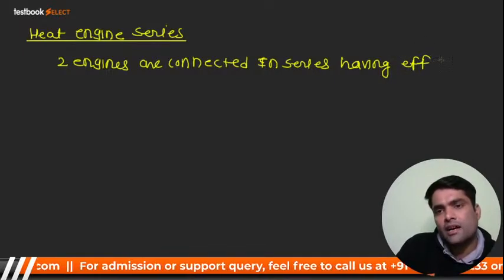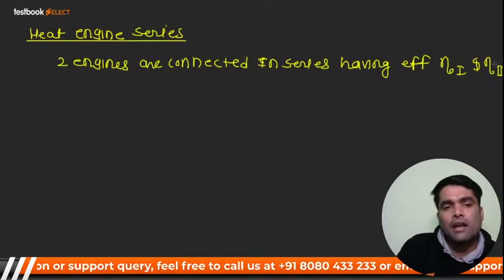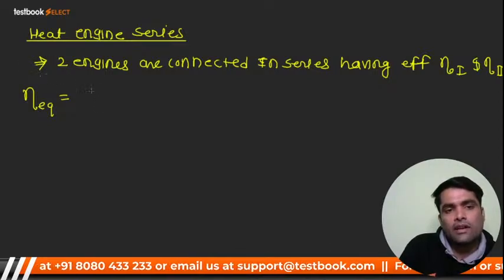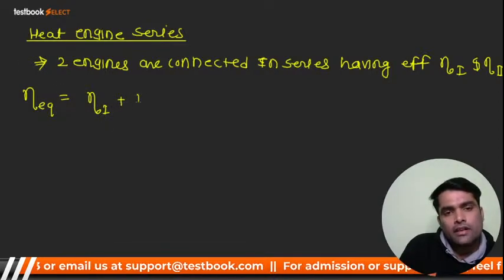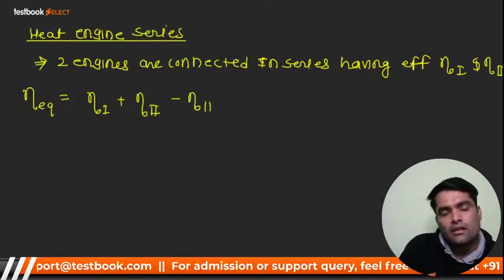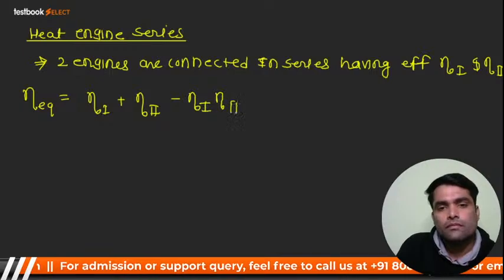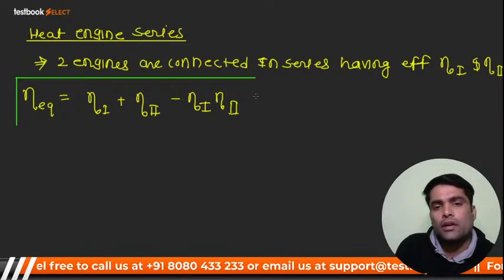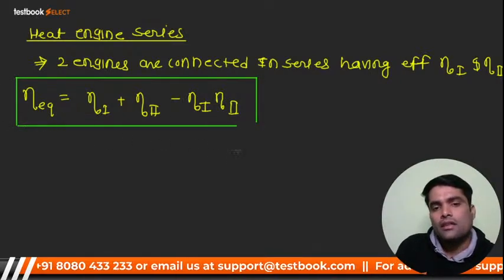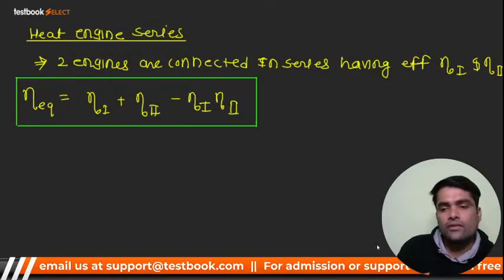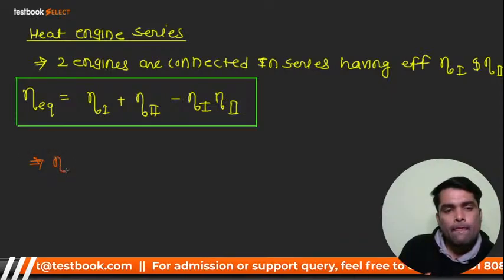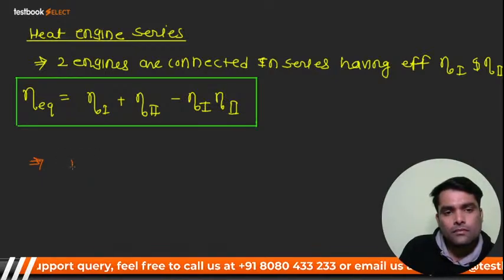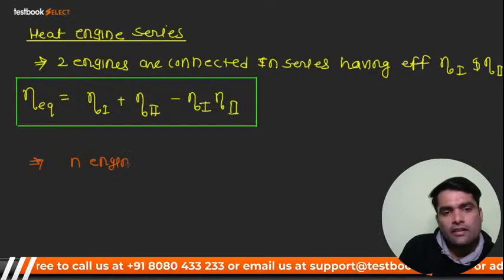Having efficiencies eta 1 and eta 2, and they will ask what is eta equivalent. So my dear, eta equivalent will be eta 1 plus eta 2 minus eta 1 into eta 2. This formula is only for two engines. But suppose they say that I have n engines, n number of engines are there.